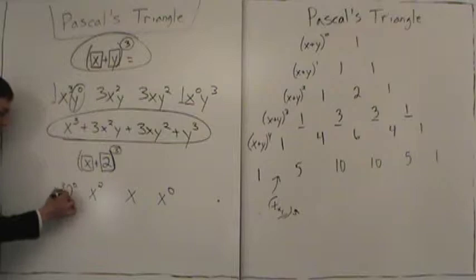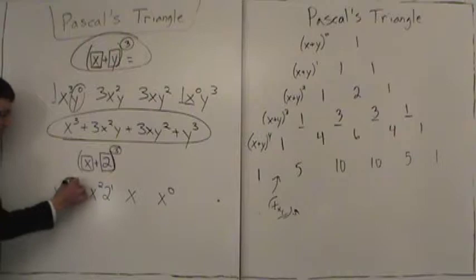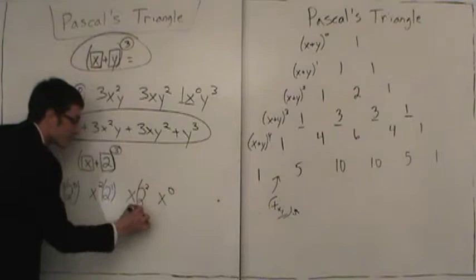Then we're going to have 2 to the 1st. Go ahead and put this in parentheses. We're going to have 2 to the 1st, and then we're going to have 2 squared, and then we're going to have 2 to the 3rd, putting all of these in parentheses.